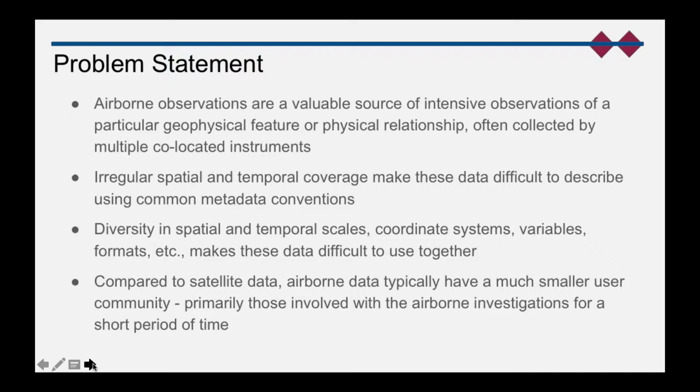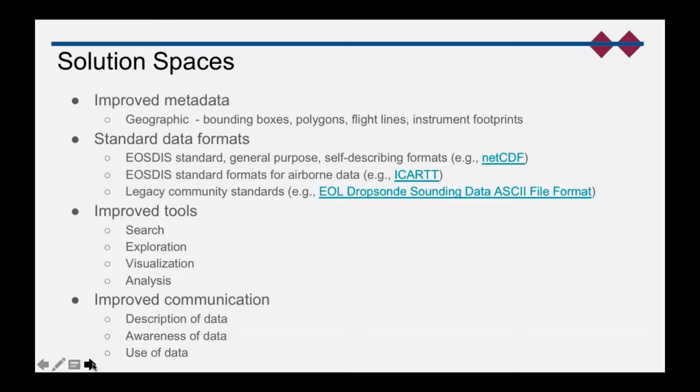So it makes for a different kind of collection of data than a satellite data that we typically see people working with. It has very irregular spatial and temporal coverage, which can make it difficult to describe using metadata conventions and to work with. There's diversity in spatial and temporal scales. You have cases where instruments are going on and off, or they might fly one flight but not the next because they failed soon after takeoff. So there's a lot of information that's needed, a lot of metadata that's not typically collected and reported.